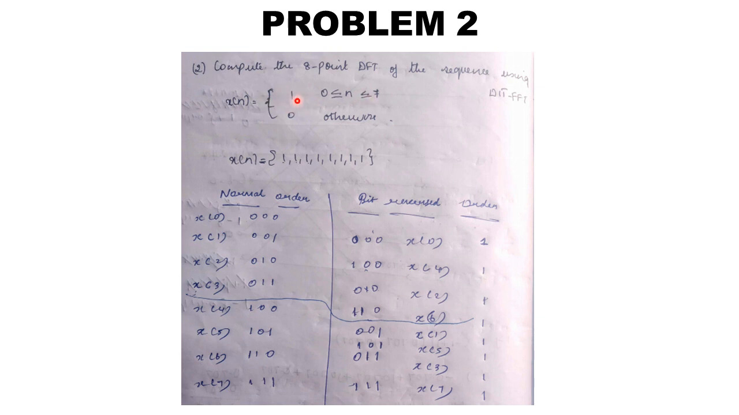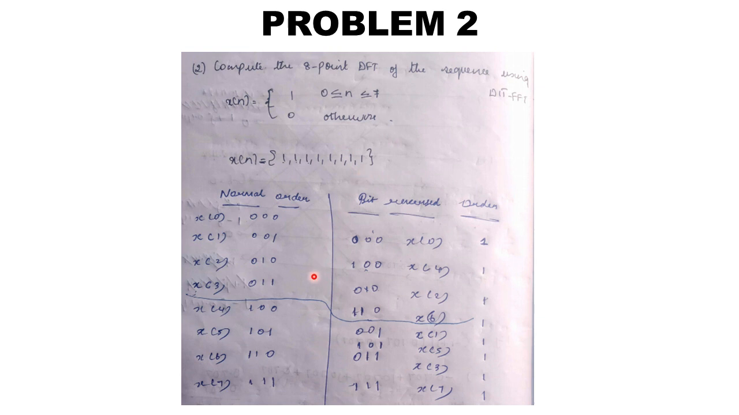The signal value is 1. The x of n is 0 otherwise. So x of n exists only from n is equal to 0 to n is equal to 7. So we can write this signal as x of n, which is equal to 1, 1, 1, 1, 1, 1, 1, 1. So it starts from the origin and stops at n is equal to 7.